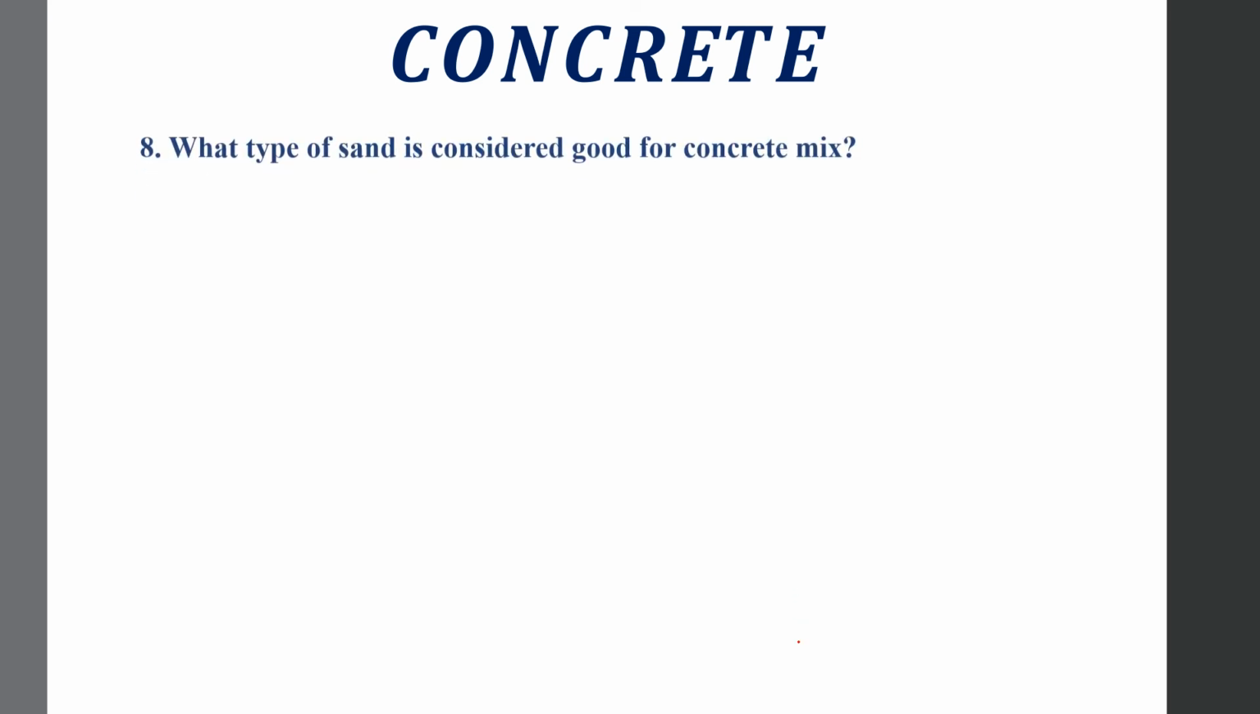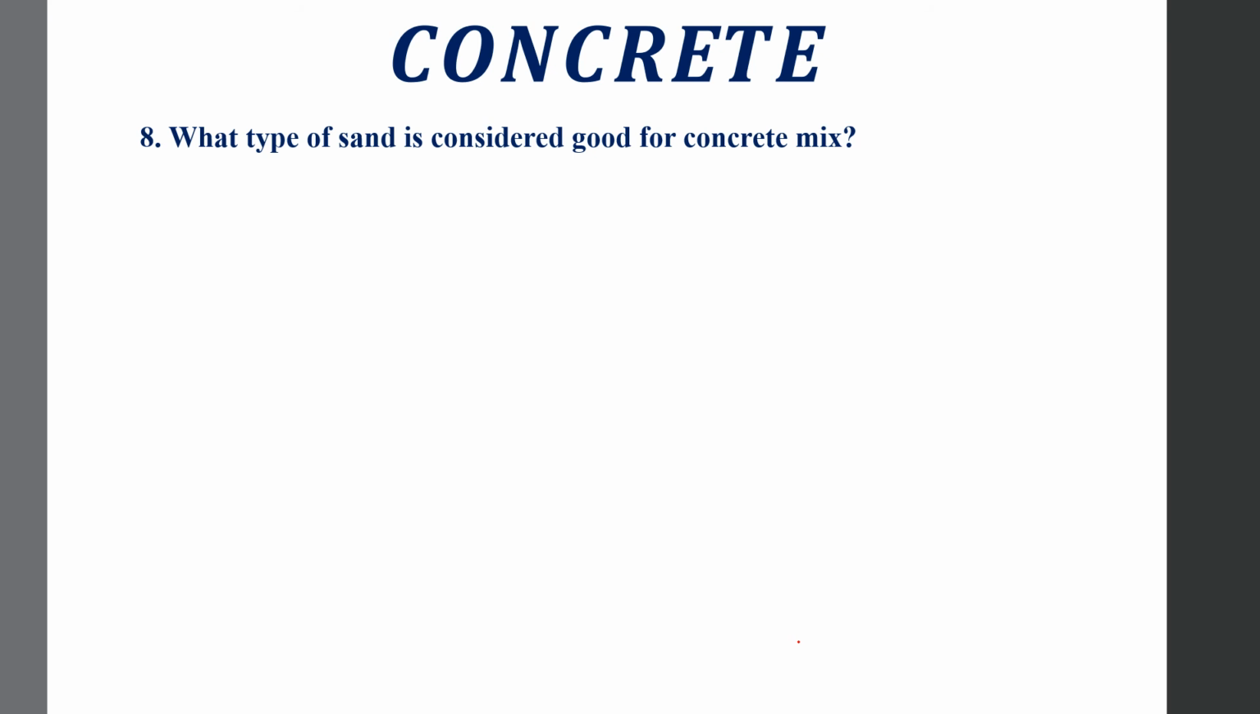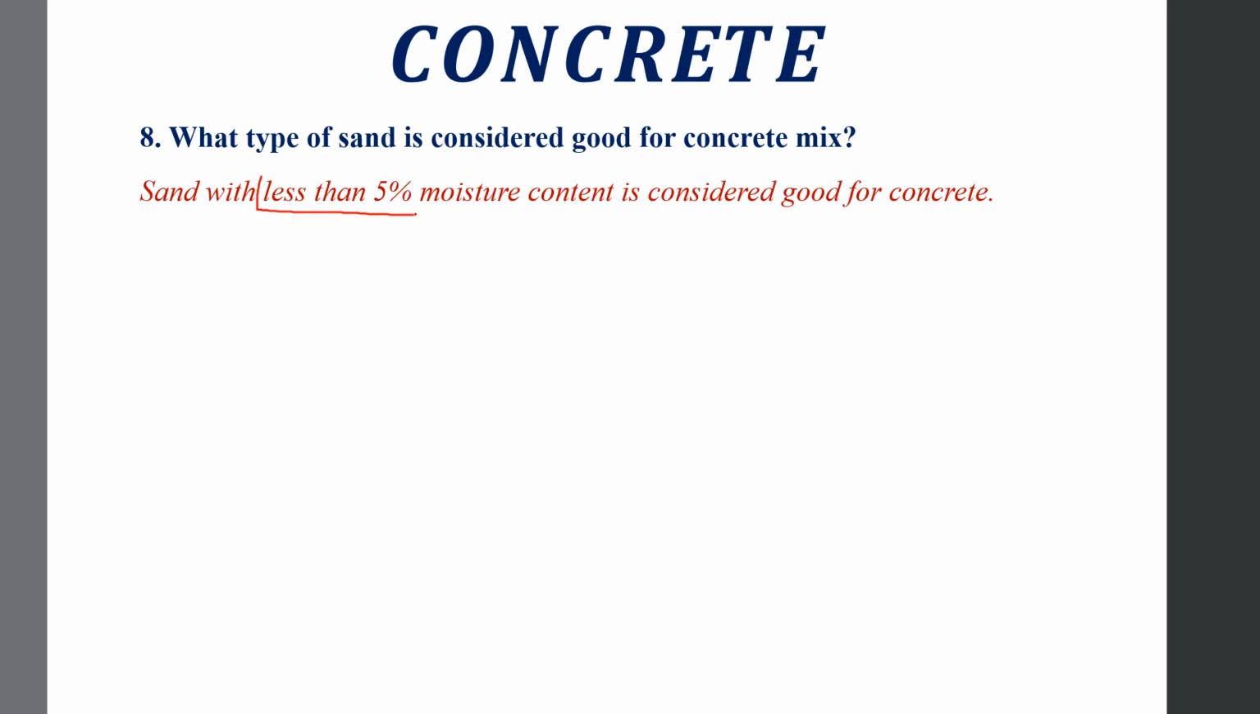The eighth property of concrete is what type of sand is considered good for concrete mix. The sand which has a moisture content of less than 5%. If you are going to use sand in concrete, then you will check its moisture content in the laboratory, and if this moisture content is less than 5%, then you will consider it good sand for concrete preparation at the site or at any construction project.